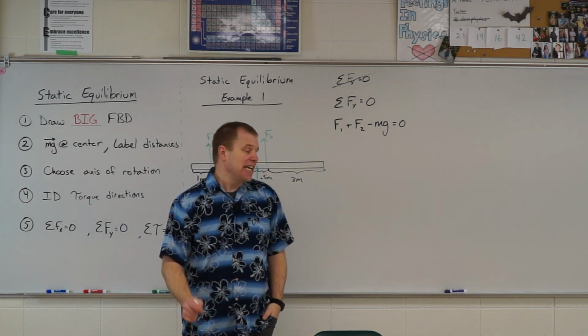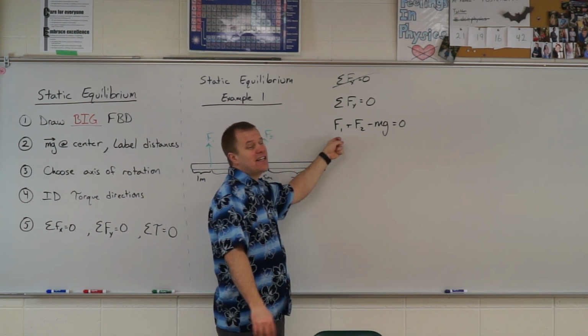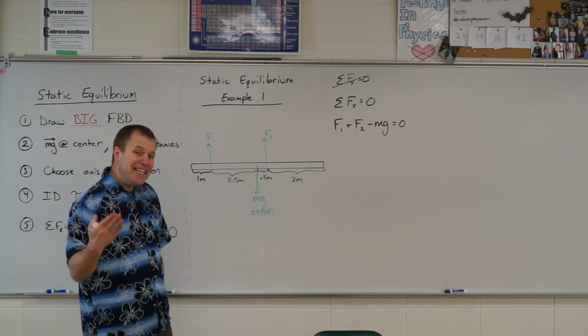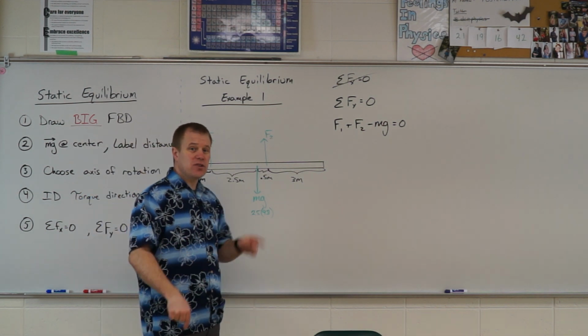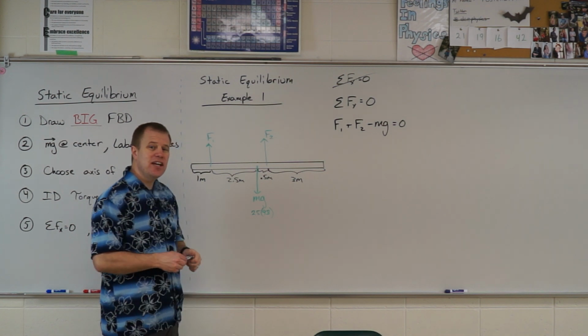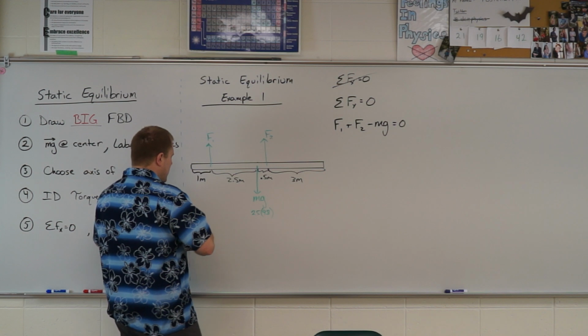So ideally, if I want to find F1, I need to know F2. Or if I want to find F2, I need to know F1. So I need 2 equations, 2 unknowns. Now it's easier to solve an equation if there's only one unknown in it. So what I want to do when I choose my axis of rotation is I want to choose it so it eliminates an unknown. So let's think about what torque is.